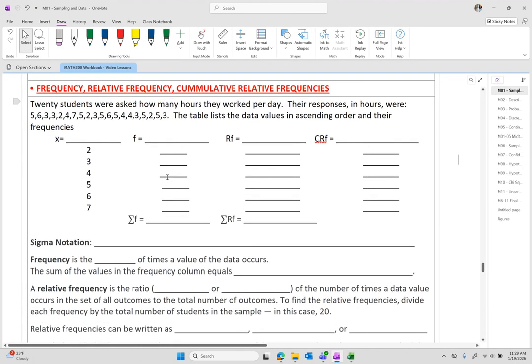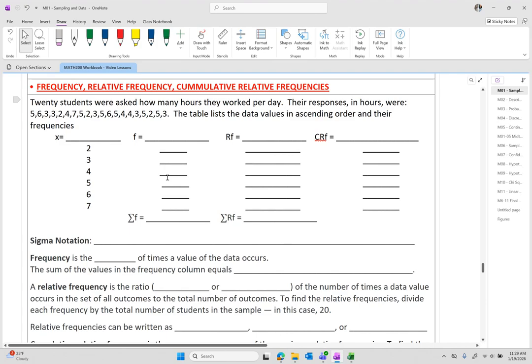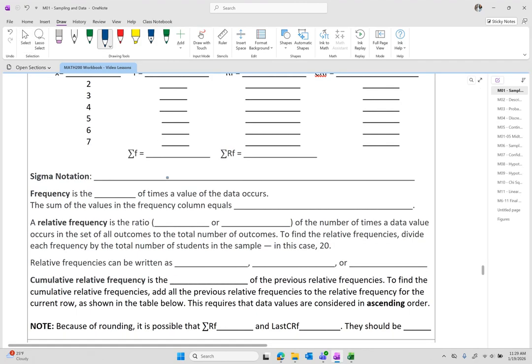Now, a frequency is the number of times a particular data value occurs, and the sum of the values in the frequency column has to equal the sample size or the population size if you have managed to survey the whole population. So it will be n or uppercase N.